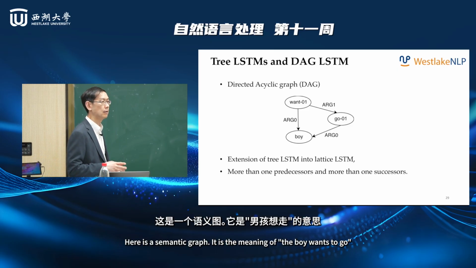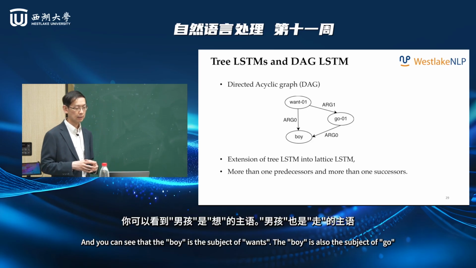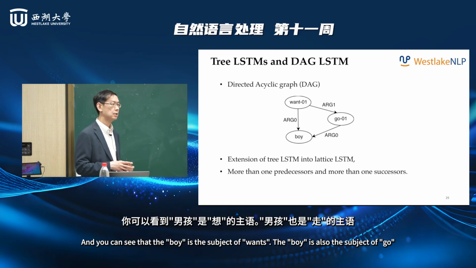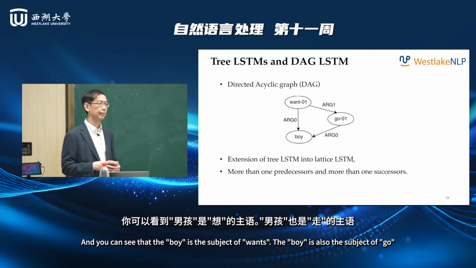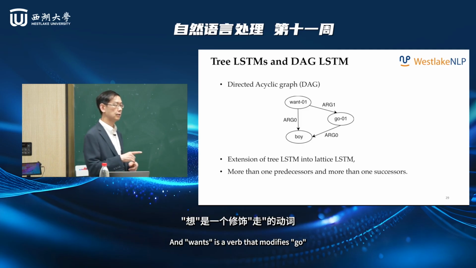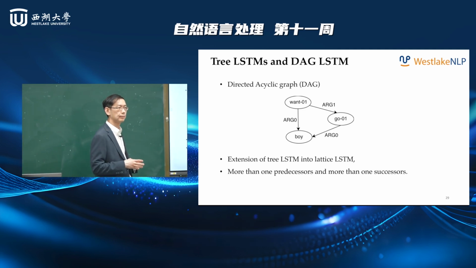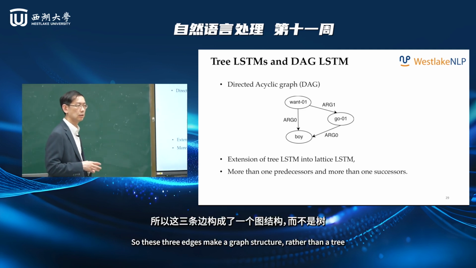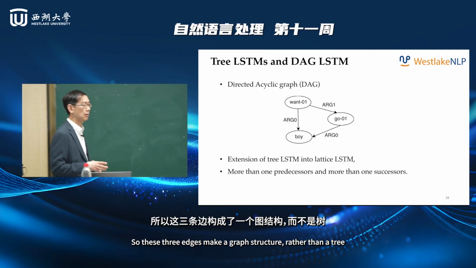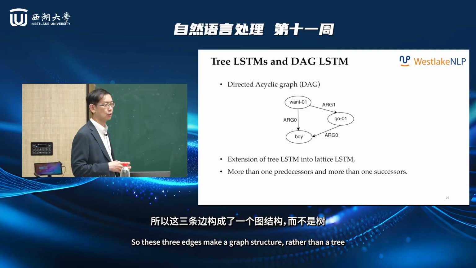Here is a semantic graph. It's the meaning of "the boy wants to go." And you can see that the boy is the subject of want. The boy is also the subject for go. And want is a verb that modifies go. So these three edges make a graph structure rather than a tree.